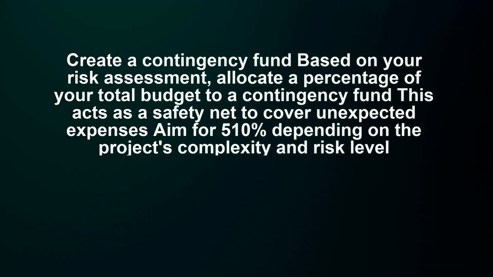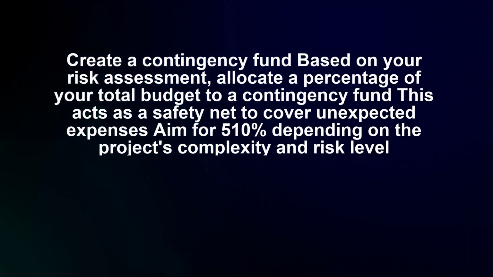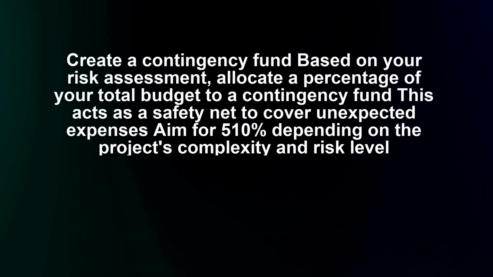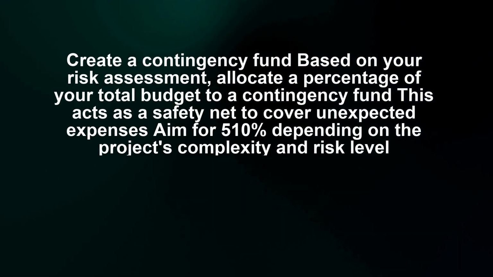Create a contingency fund based on your risk assessment. Allocate a percentage of your total budget to a contingency fund. This acts as a safety net to cover unexpected expenses. Aim for 5-10% depending on the project's complexity and risk level.